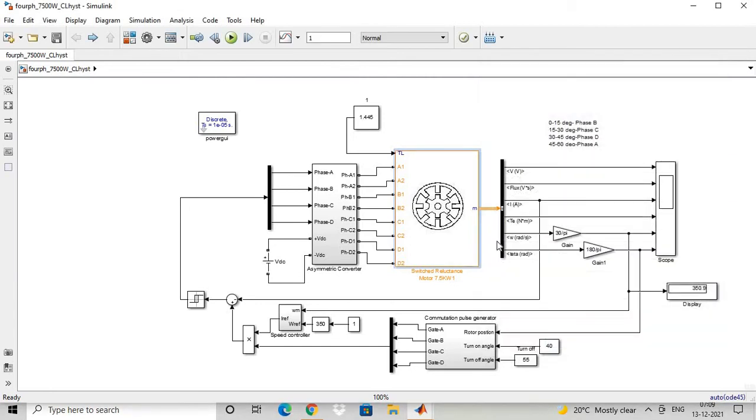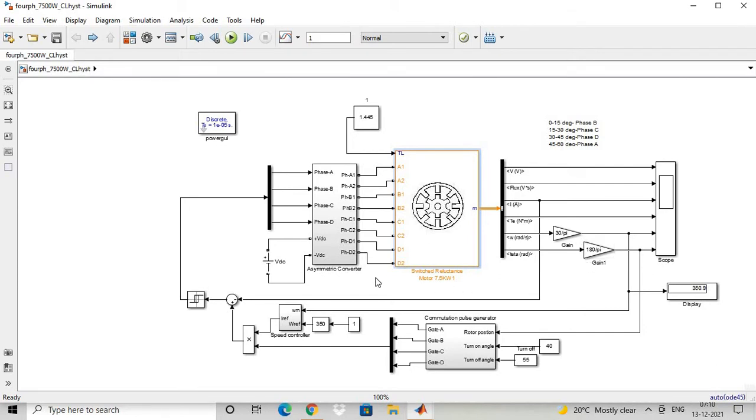Then to measure the motor parameters, I have connected the scope to measure 6 parameters: voltage, flux, current, torque, speed and angle. To measure the speed in rpm instead of radian per second, a gain of 30/pi is connected, and to measure theta in degrees instead of radians, a gain of 180/pi is connected.